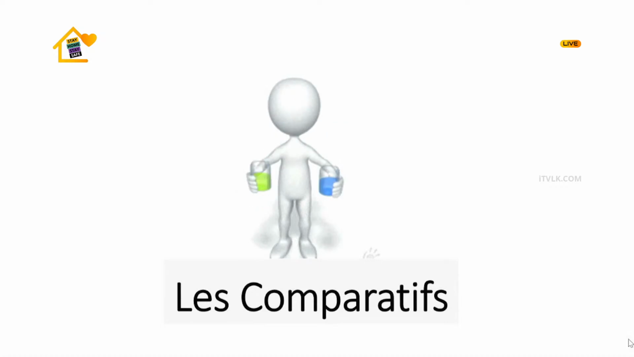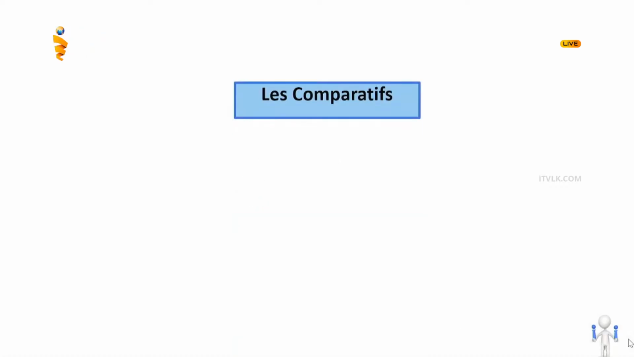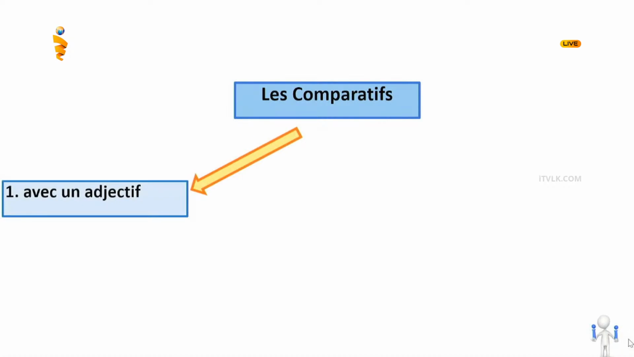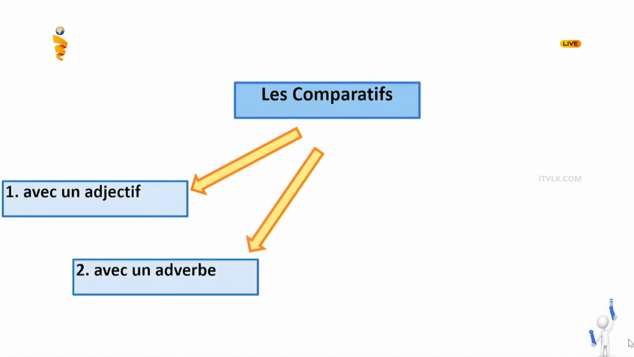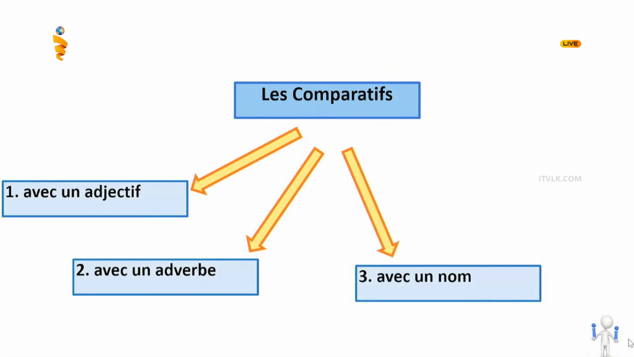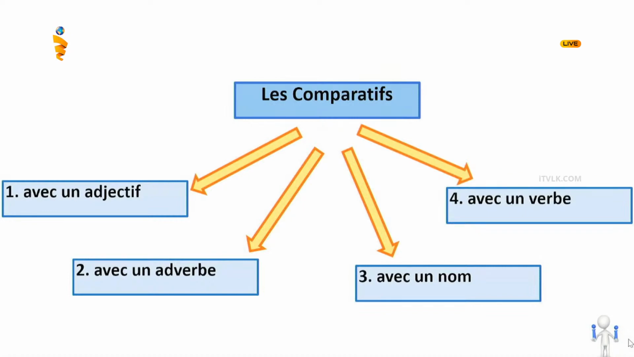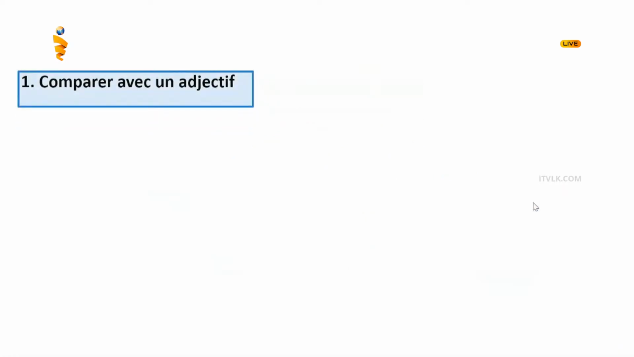So in comparatives, in French language, we can have four types: les comparatifs avec un adjectif, les comparatifs avec un adverbe, les comparatifs avec un nom, et les comparatifs avec un verbe. That means we can compare with adjectives, adverbs, nouns, and verbs. We'll go through the first one, les comparatifs avec un adjectif. Comparer avec un adjectif.